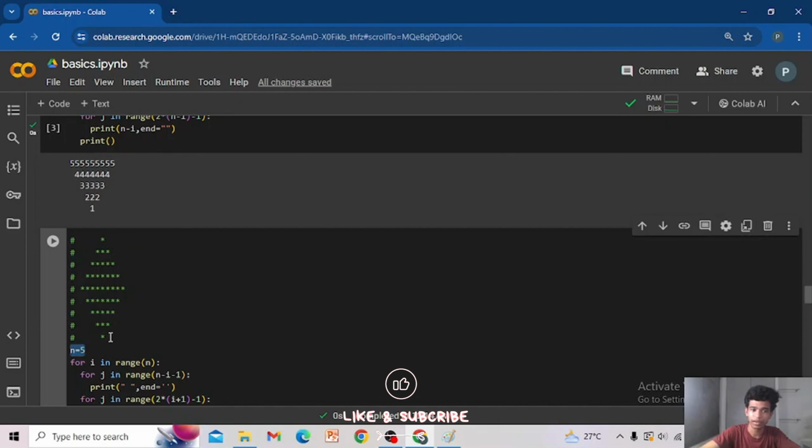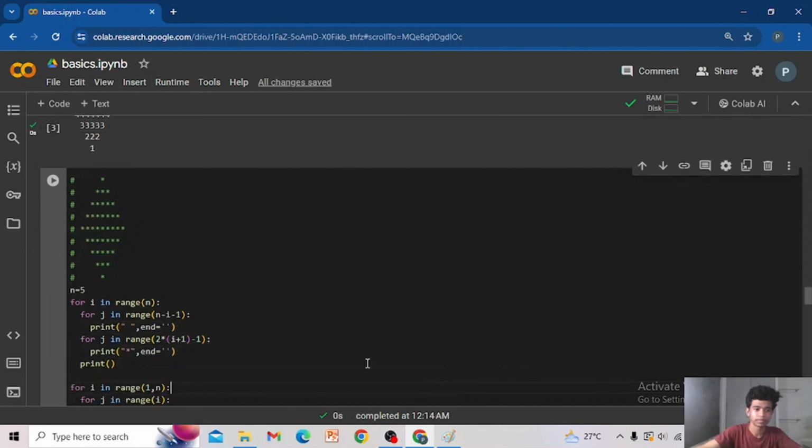When my n is 5, I want to print totally this. Totally how many rows? There are totally 9 rows. Instead of taking all 9 rows, I can split them as this is one set, and this is another set. Just make it, see here, for I in range of n, and then for j in range of n minus I minus 1. This code is as it is as the previous pyramid code.